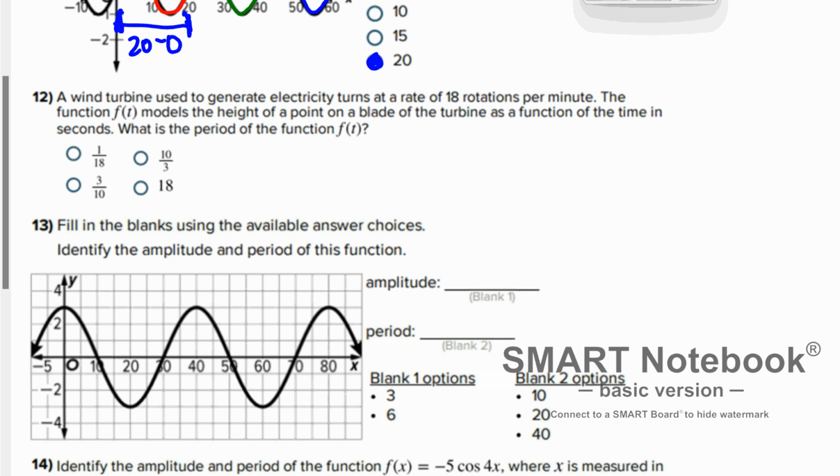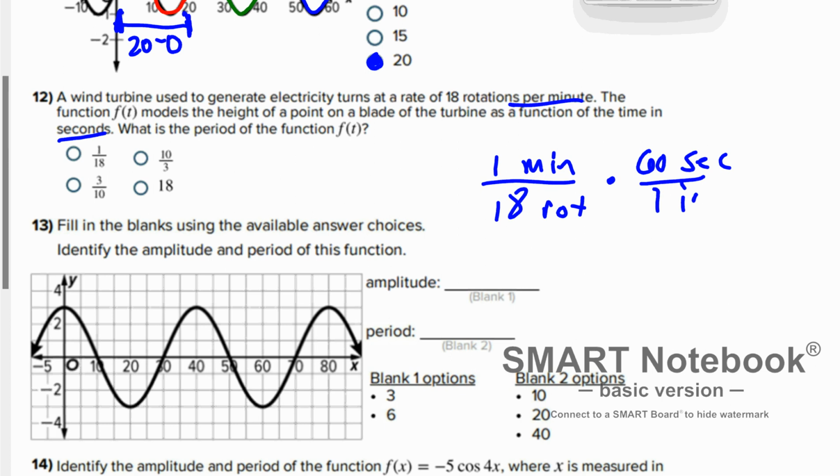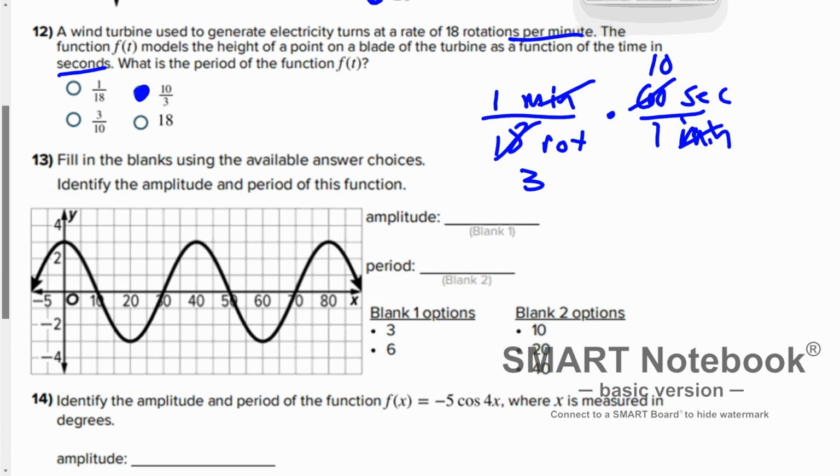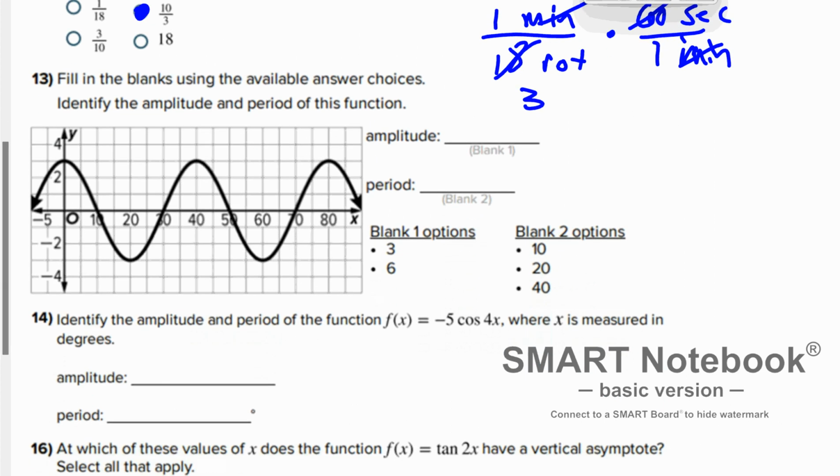Here, a turbine one, we don't really have to worry about that. Basically it just wants to convert it from minutes to seconds. And so if in 1 minute we have 18 rotations, we can just multiply that by in 60 seconds we have 1 minute. So it's just simple conversion here, right? Those would cancel out. I could reduce this down to 3/10, right? So in 10 seconds we get 3 rotations, so that would be the one, but don't worry about that one.